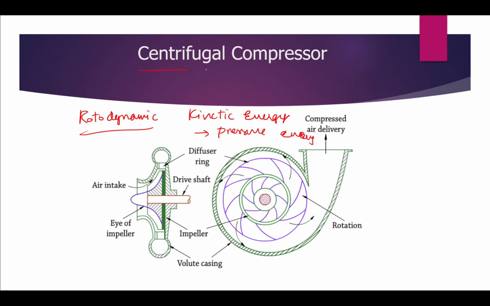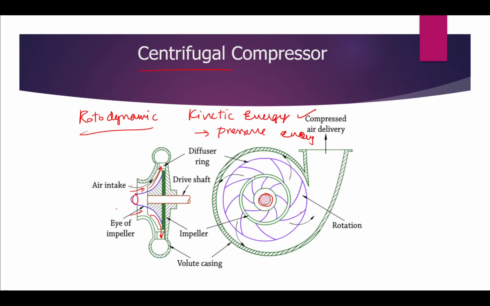So as the name indicates, it uses the centrifugal force to impart kinetic energy. This is the front view and this is the side view of the compressor. Here this part, this purple color, is called the impeller. Here air will be available. So this is the part I am saying. It is open to atmosphere. Here air enters like this and it will travel along the impeller like this.